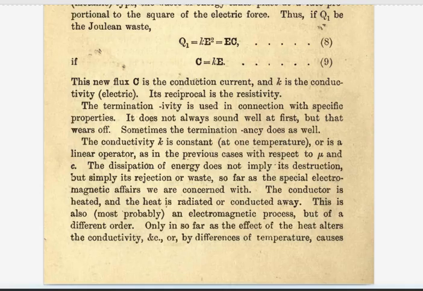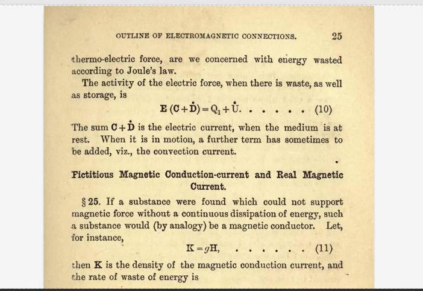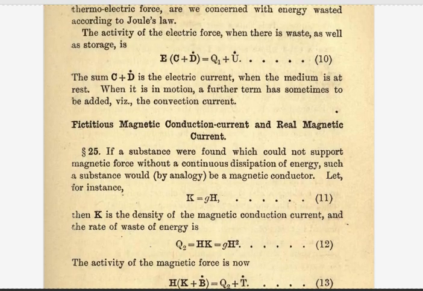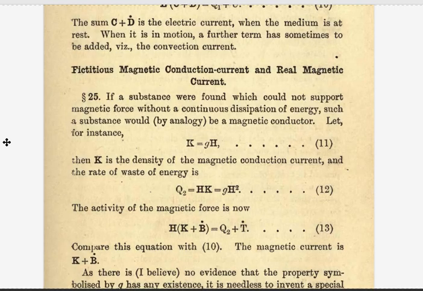The conductor is heated, and the heat is radiated or conducted away. This is also an electromagnetic process, but of a different order. Only in so far as the effect of the heat alters the conductivity, or, by differences of temperature, causes thermoelectric force, are we concerned with energy wasted according to Joule's law. The activity of the electric force, when there is waste as well as storage, is E(C + Ḋ) = Q1 + U̇. The sum C + Ḋ is the electric current, when the medium is at rest. When it is in motion, a further term has sometimes to be added, namely, the convection current.